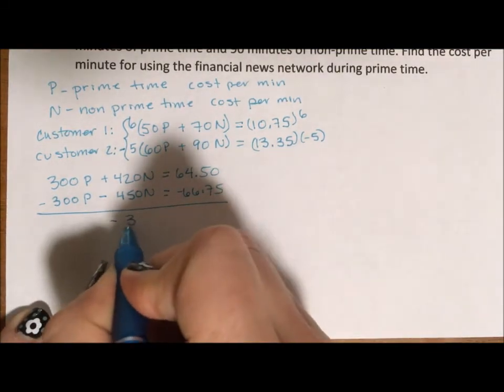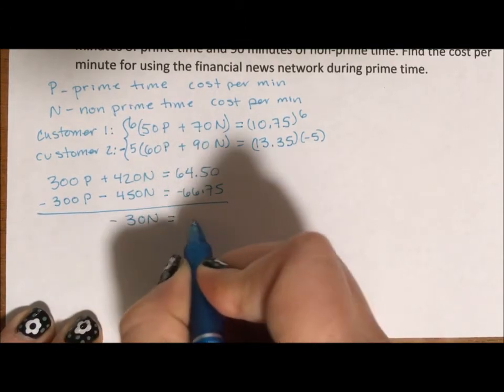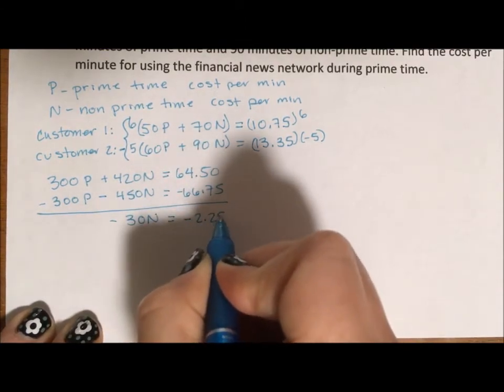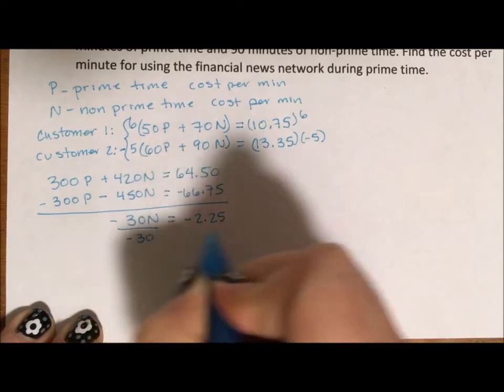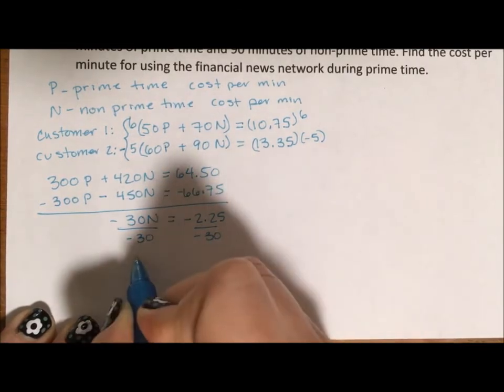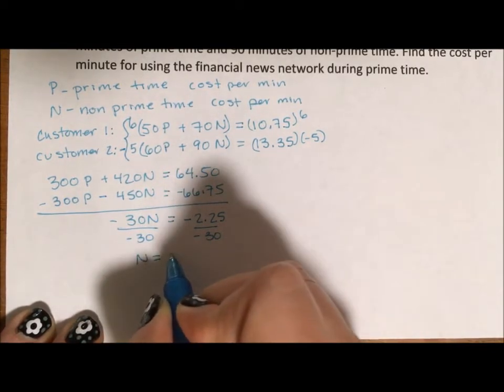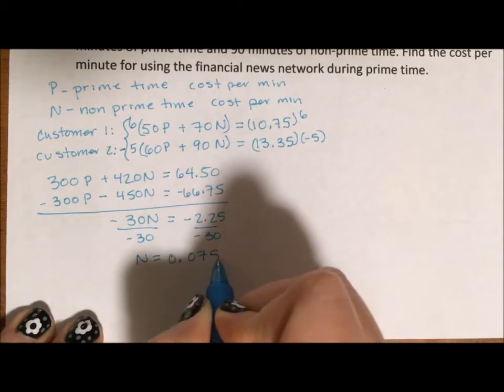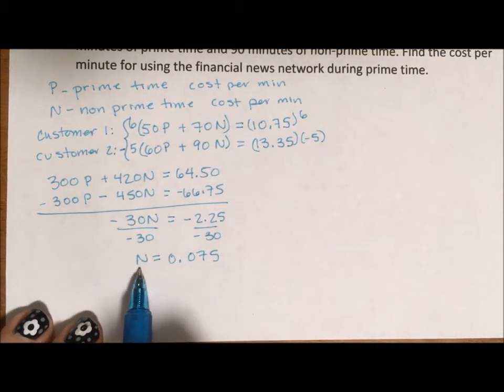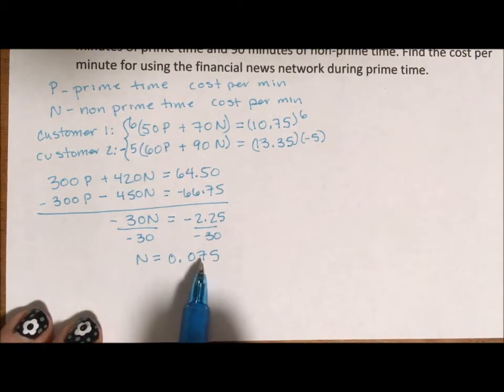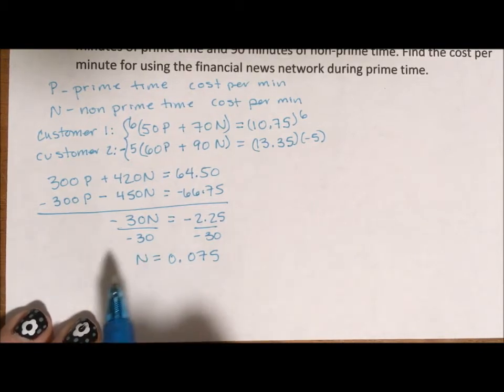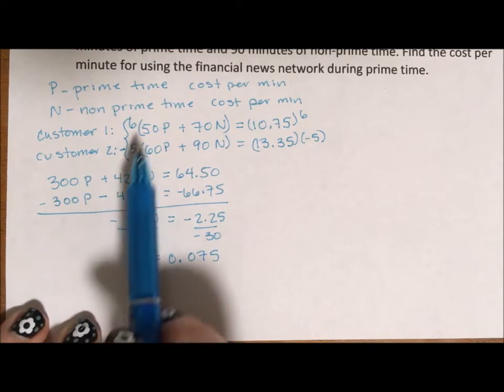I get -30N is equal to -2.25. And when I divide both sides by -30, I get that N is equal to 0.075. So this means that the non-prime time costs 7.5 pennies per minute.